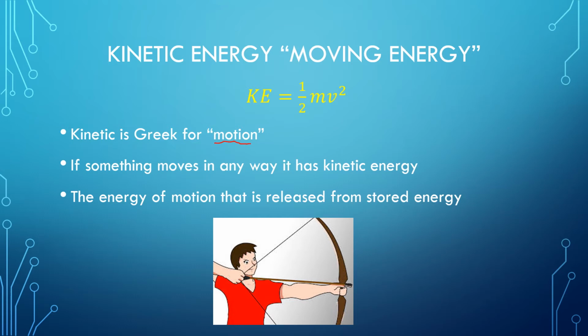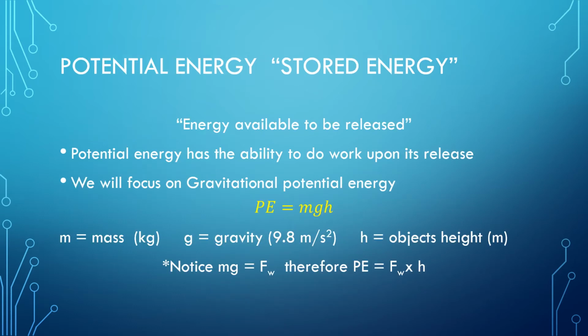Once this arrow is loosed, it will have kinetic energy. Right now, that arrow has a certain amount of potential energy, and that's what we're going to look at next. So potential energy is stored energy. All objects that are not moving have a certain amount of potential energy, of stored energy. This is energy that is available to be released.